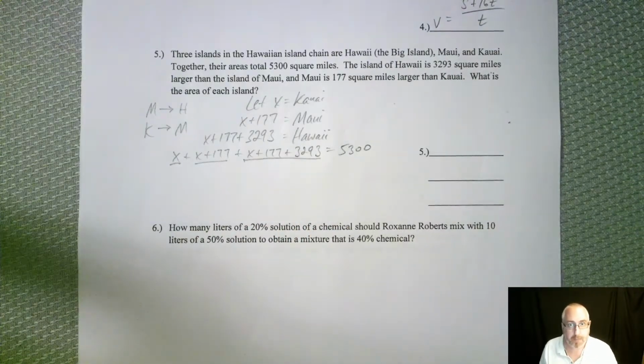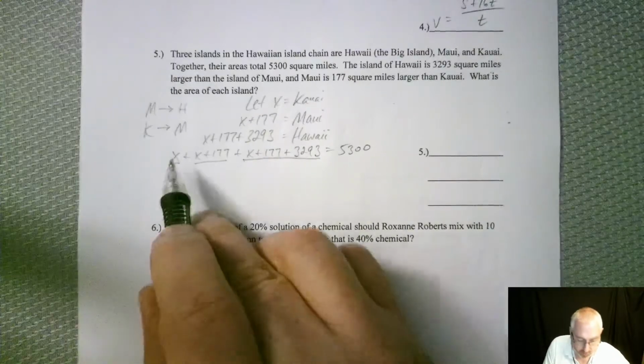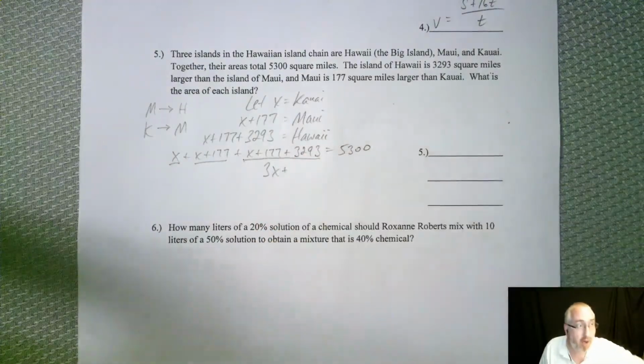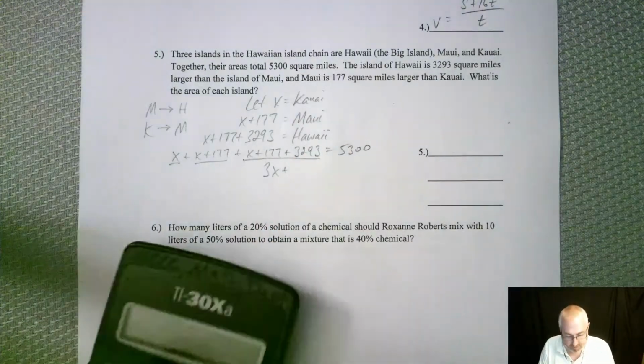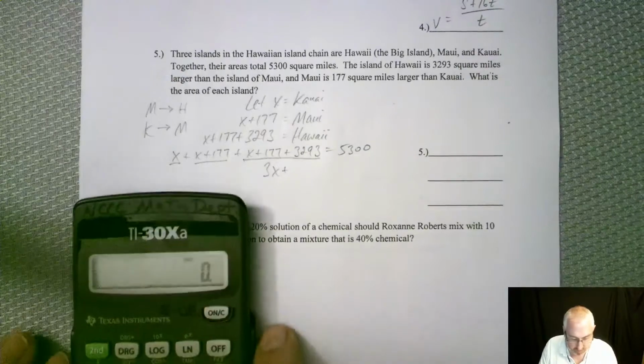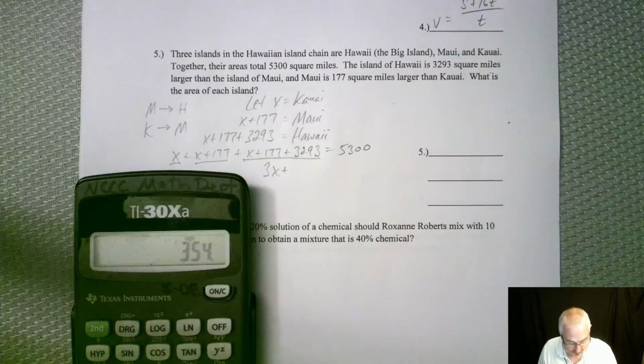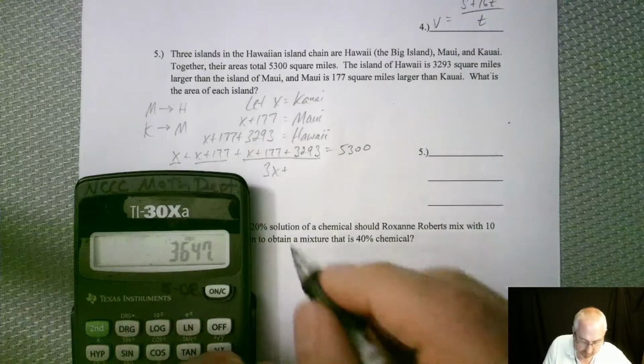All right. So now we can start simplifying it and solving it. So we've got 1, 2, 3 x's. And then we've got all those numbers to add up. So let's add them up on a calculator just to be safe. So we've got 177 plus another 177 plus 3293 equals 3647.